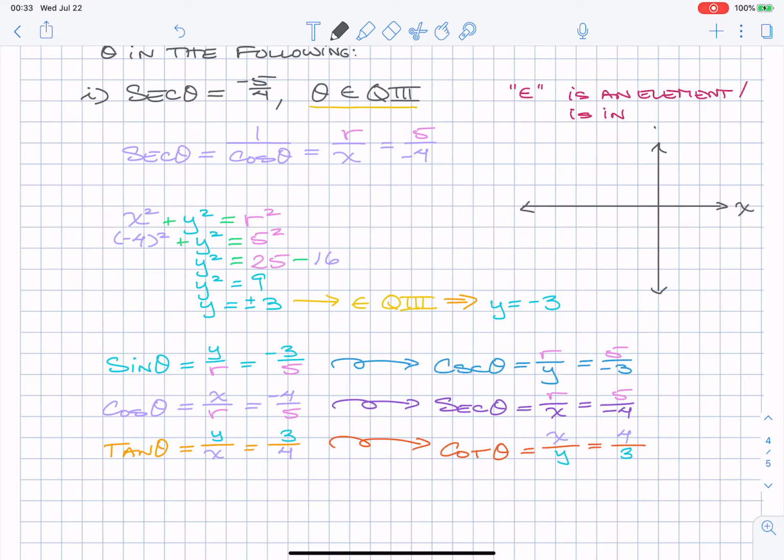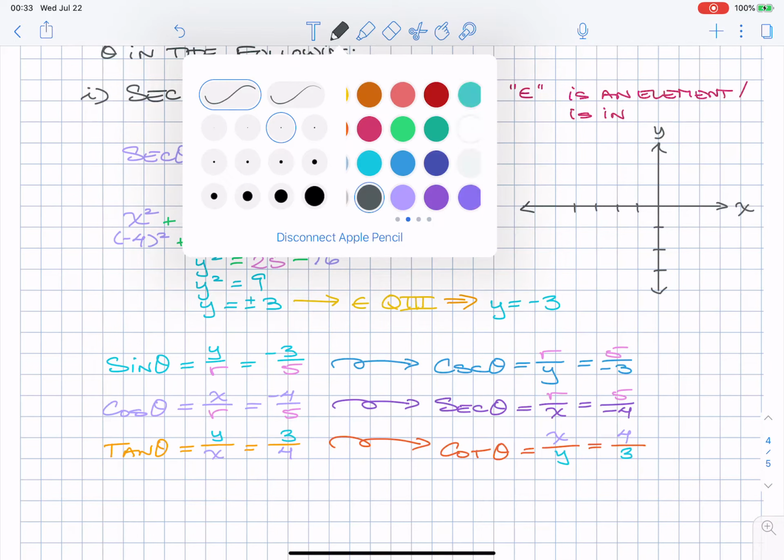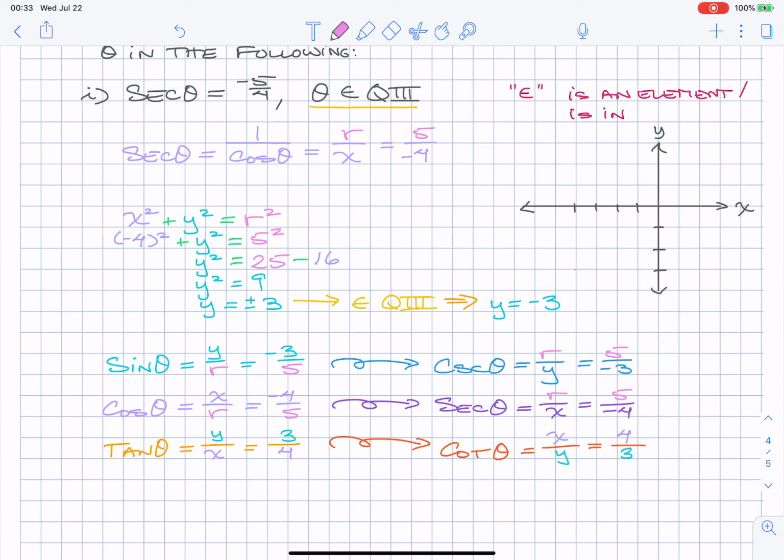X and y. We know that x is negative 4. 1, 2, 3, 4. And we know that y is negative 3. So if we go to the point negative 4 comma negative 3, what we're saying is that this radius here is 5.